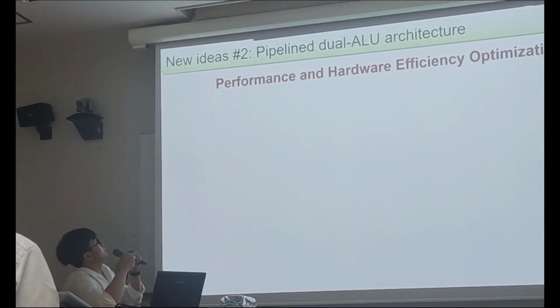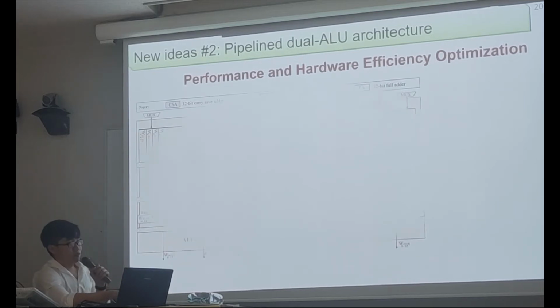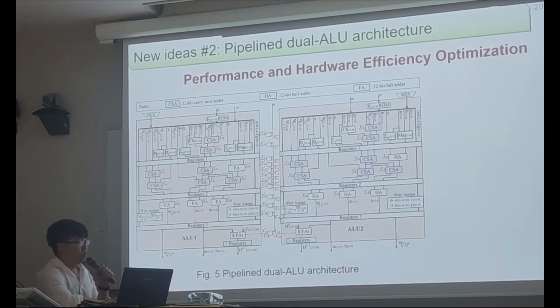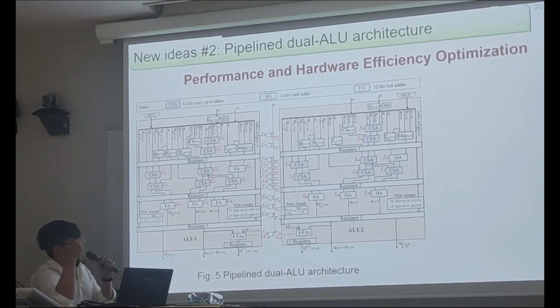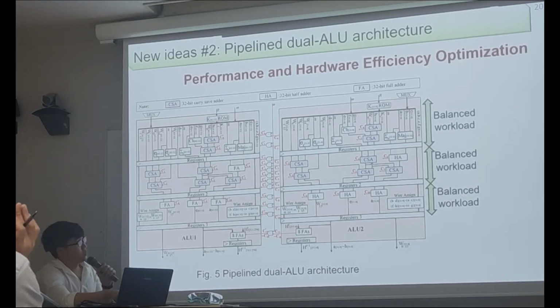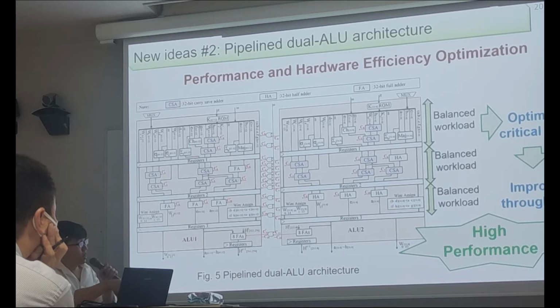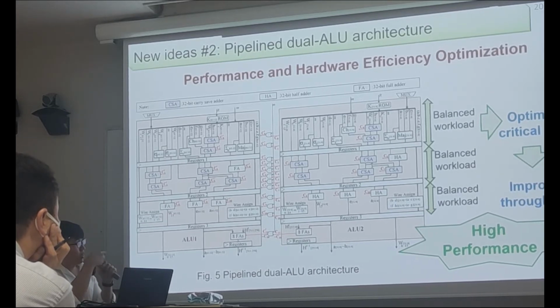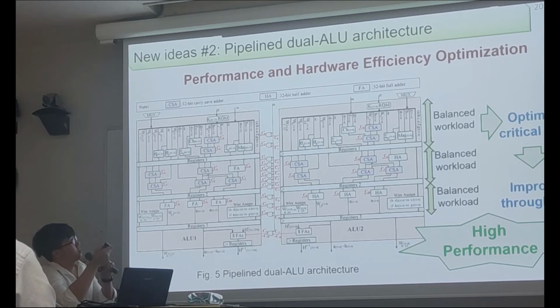The next one is idea 2, to improve the performance and hardware efficiency. As I mentioned, there is the dual ALU, ALU1 and ALU2. In one ALU, there are a lot of operators, like 80 operators in one loop. This is the reason that we have to pipeline it to make a low critical path. By using pipelining, I can balance the workload. This is the reason that I can optimize the critical path and improve the throughput and performance. Also, in this architecture, we can compute 3 messages in parallel. This is the reason that our accelerator can achieve high hardware efficiency.